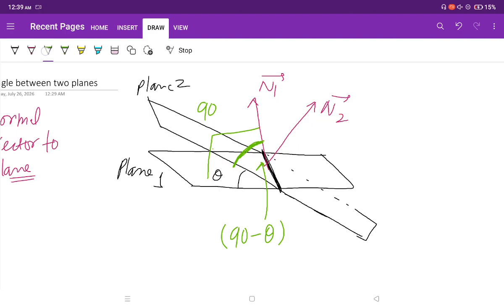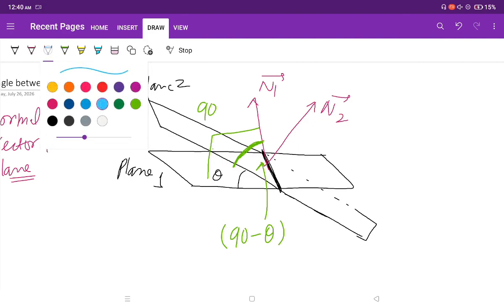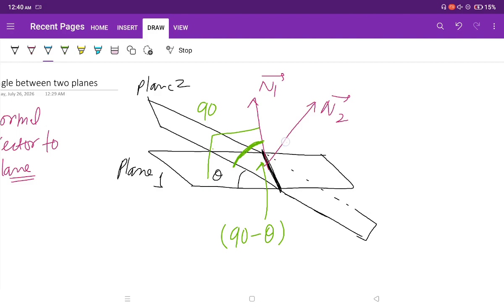Now we have this angle, the angle between P2 and n2. This is 90 degrees, because n2 is the normal to the plane P2. Now we want to calculate this angle.